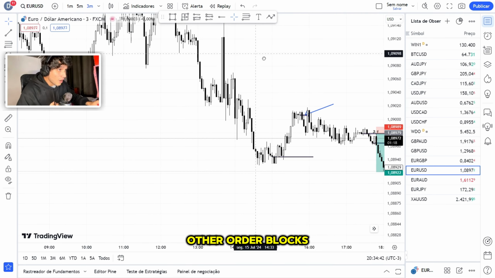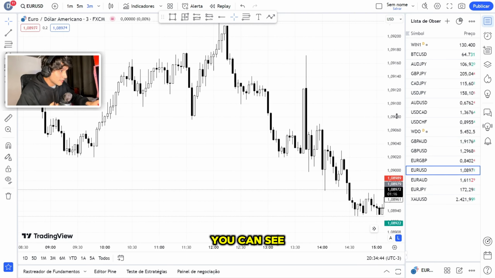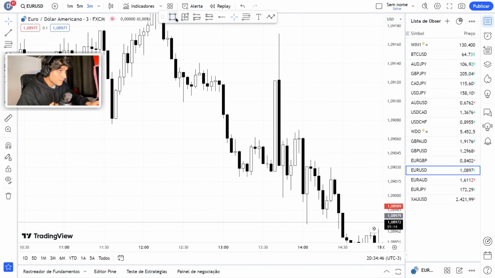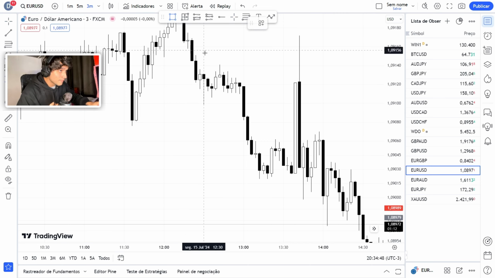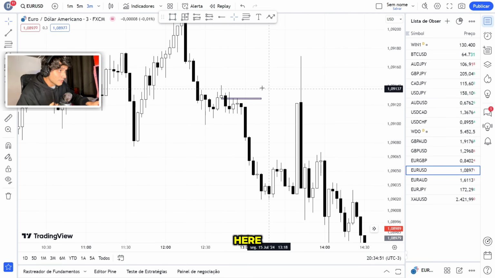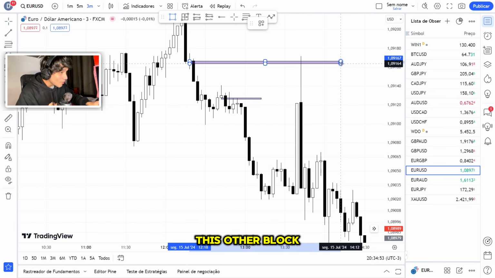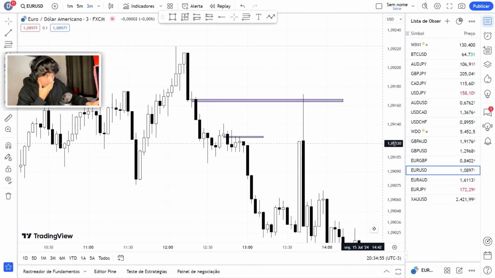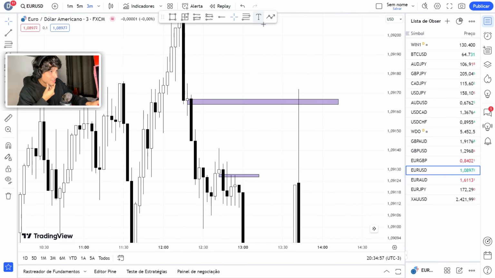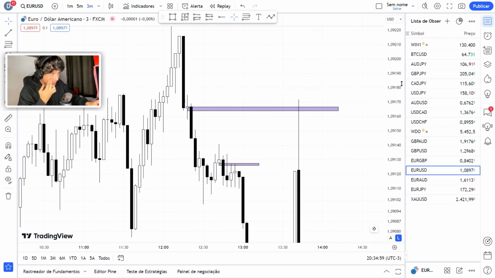So let's see other blocks. You can see another block here. That's another one right here. And look at this other block here, man. Oh my gosh, dude.